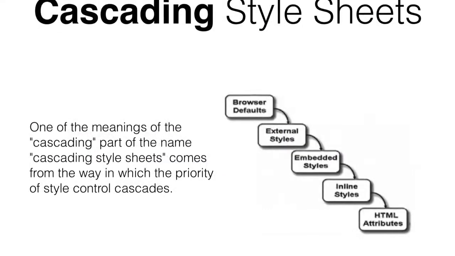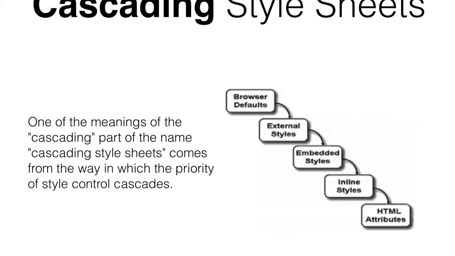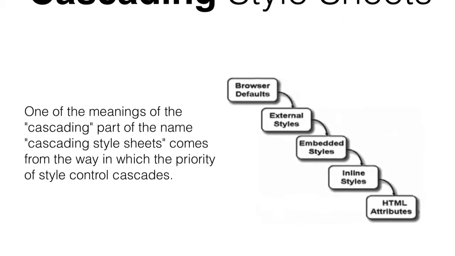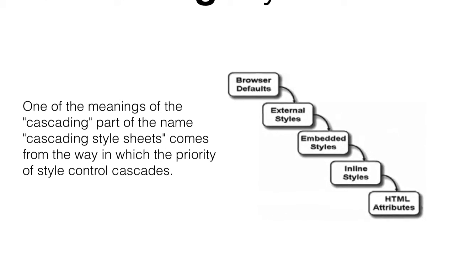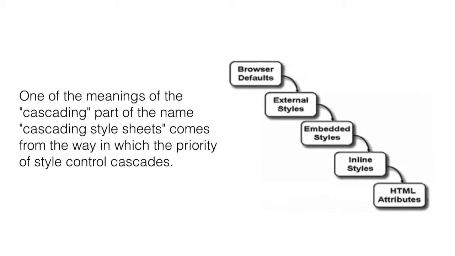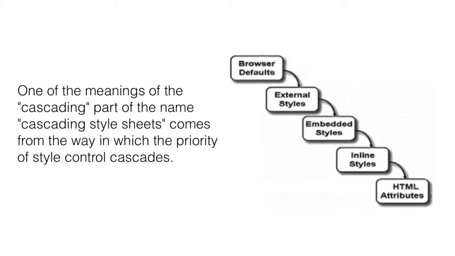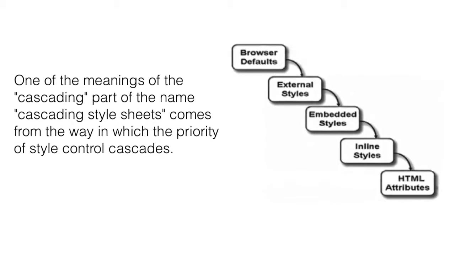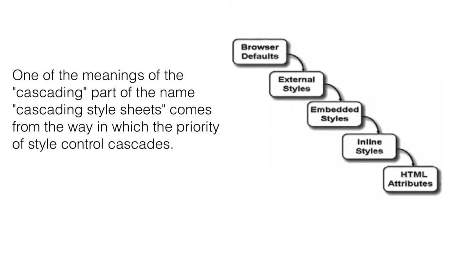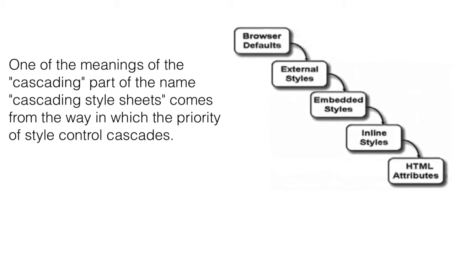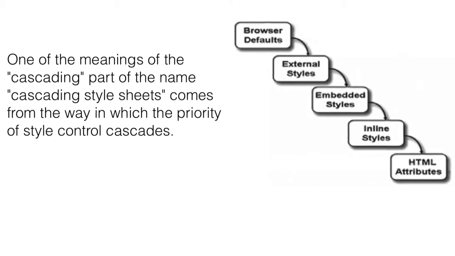Style precedence is based on the following hierarchy. If there is no CSS present, the browser defaults are used. However, if an external style sheet exists, it is used. Embedded style sheets override external CSS. Inline takes precedence over embedded. And lastly, HTML attributes trump all. But HTML attributes should be avoided.